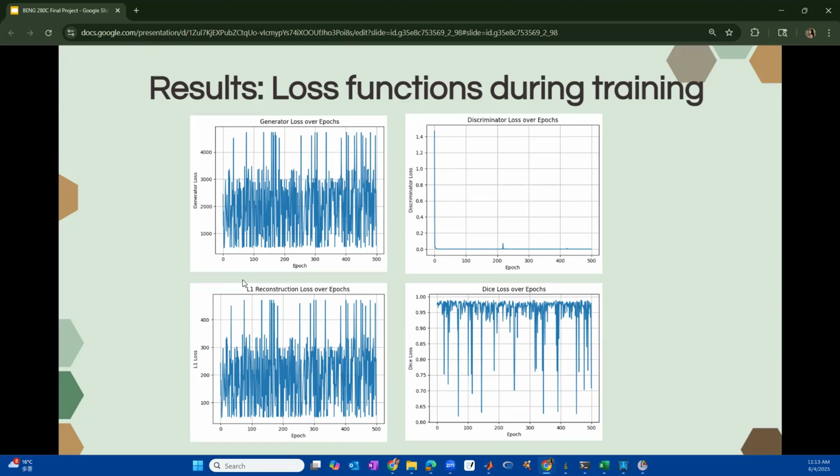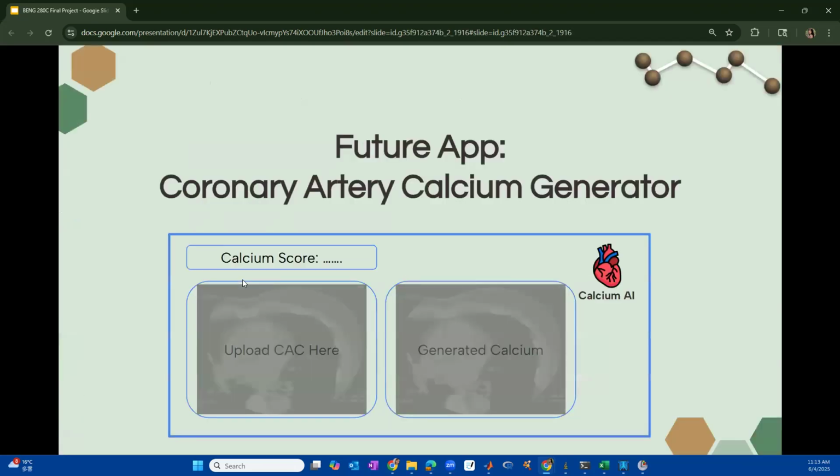If you would just want to touch on future directions, Maggie. Yeah, I can talk about our future direction. So right now, with the limit of GPU, the model is not quite perfect. It's learning, but it can be performed better with higher epochs, like 1,000 plus, and then generate consistently realistic calcium lesions. But if we improve the model performance, here's what we are heading to next.